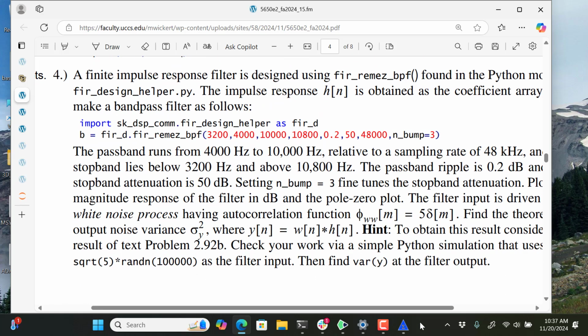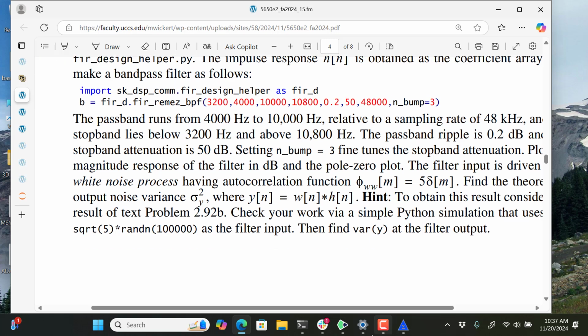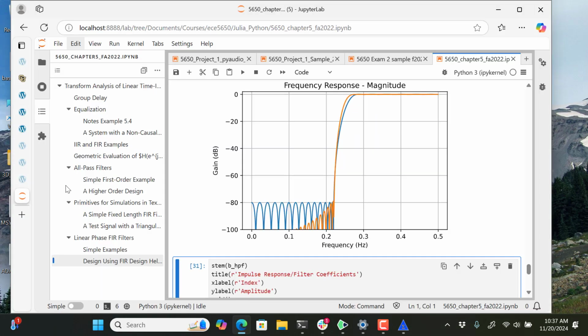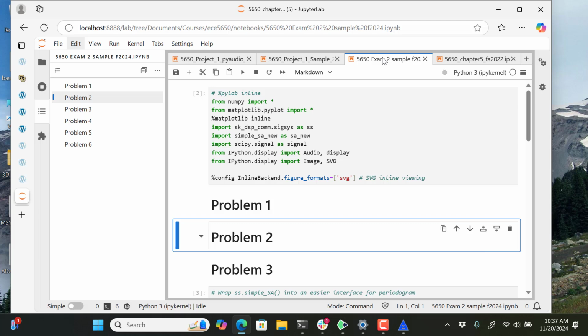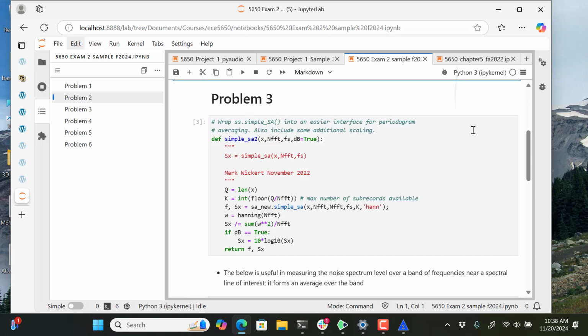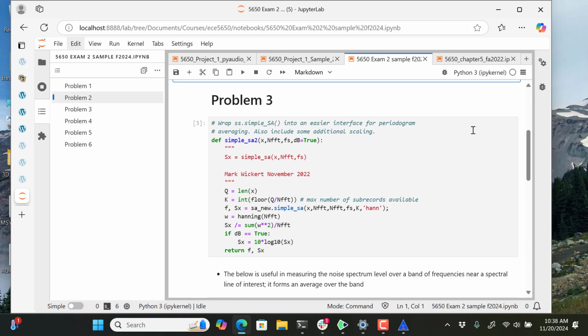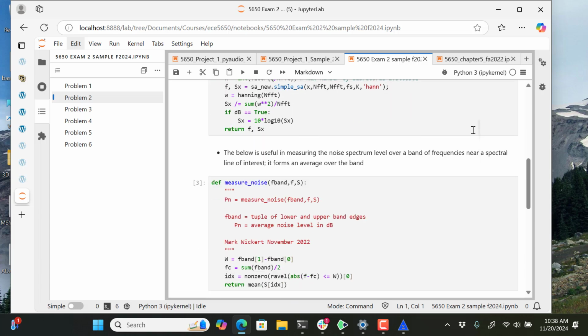I do that in the notebook. Let's see. So here is the function that you'll have, and you can run this and use it, of course, to do your spectrum estimate and then plot the spectrum.